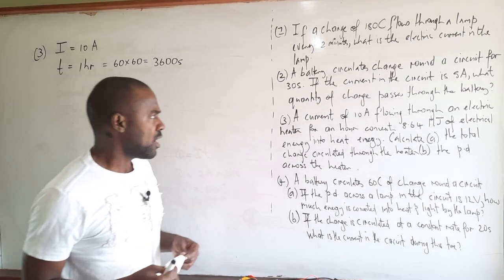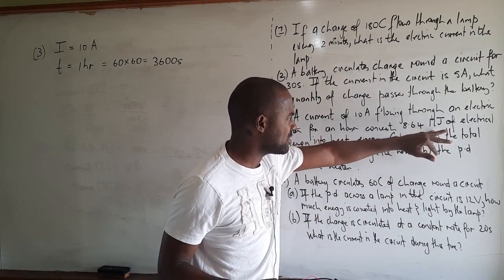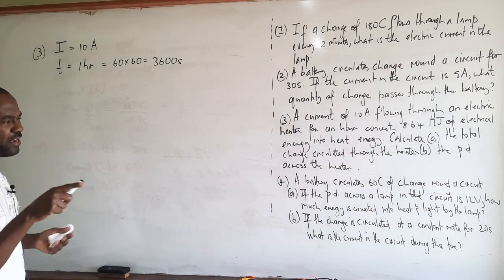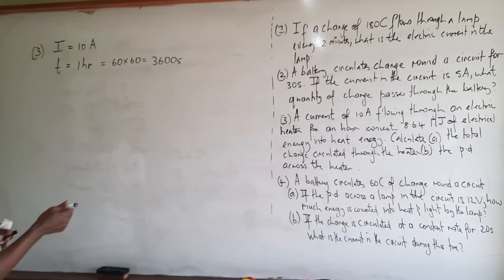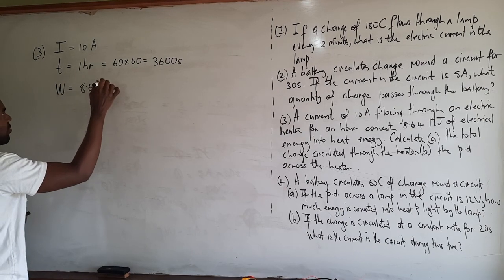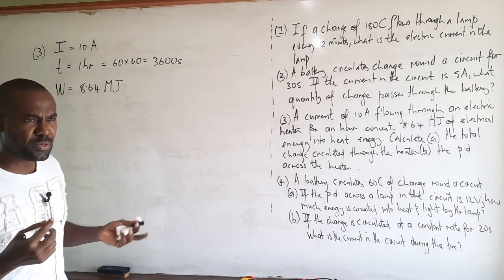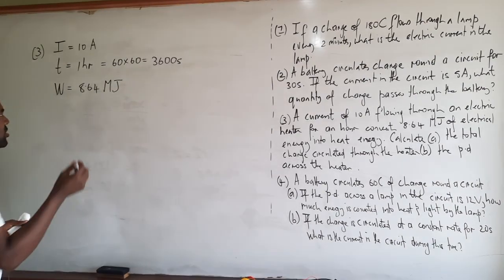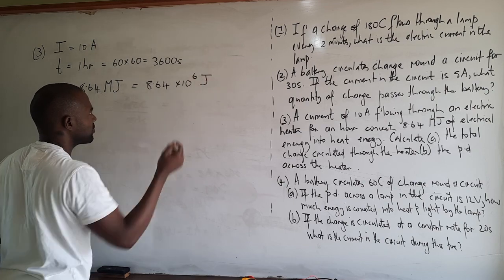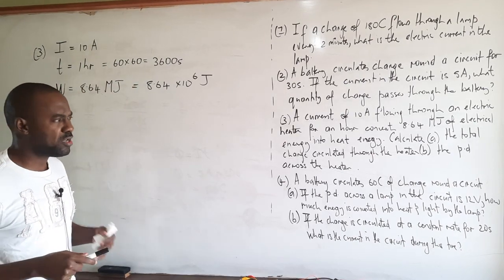Let's continue. The current flows for an hour, and it converts 8.64 megajoules of electrical energy into heat energy. We'll represent that energy conversion using the symbol W. So the energy converted, W, is equal to 8.64 megajoules. The symbol M represents the prefix mega, which is 1 million or 10 to the 6. So this is the same as 8.64 times 10 to the 6 joules. This is the amount of electrical energy converted to heat energy by the heater.